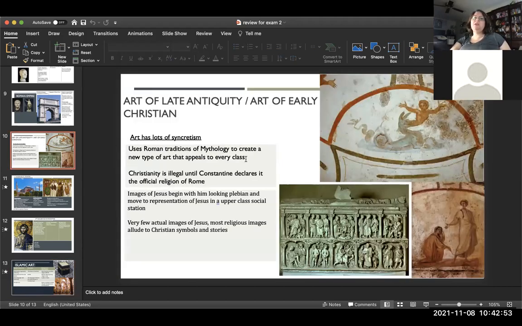Okay. So when we studied early Christian, if you go back to that lesson, you'll see in the very beginning that most of the images of Jesus are very plebeian looking. He's shown with big head and big hands and squatty bodies. And that is because at that time, the people who were converting to Christianity were of the plebeian class.